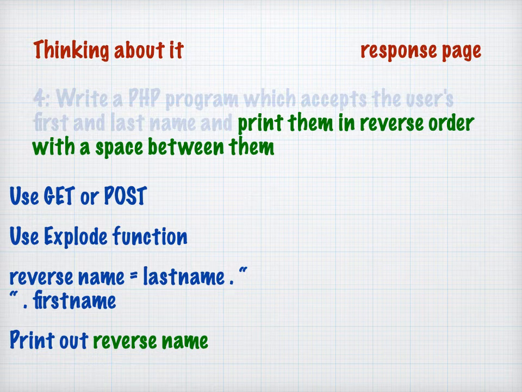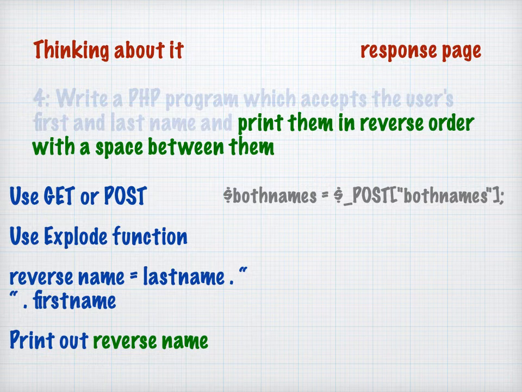So, using get or post, it's going to be something like this. Now, my suggestion is, as I've said before, try and use the same names in the PHP as you do on the form. So the form element name is the same as the PHP variable name. You don't have to do that, but particularly when you're learning this stuff, it's just easier.